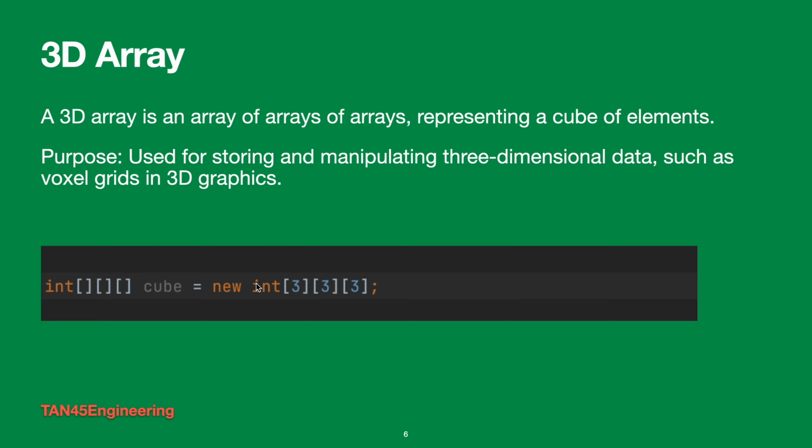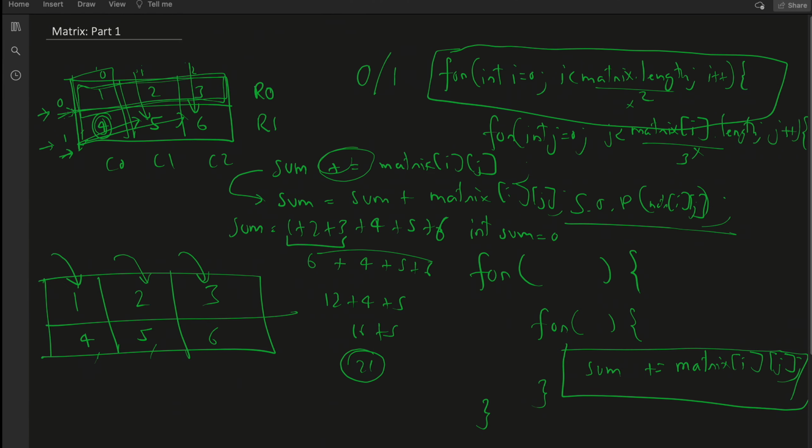Similarly, if you understand this principle, you can understand that you can have an n-dimensional array as well. N would be a variable, like a 4D array, 5D array, 6D array, 7D array, and so on.